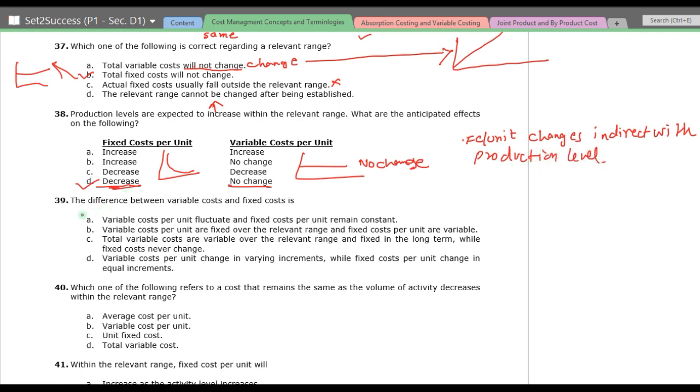Now next, the difference between variable cost and fixed cost: variable cost per unit fluctuates? Variable cost per unit will not fluctuate, it will remain the same. Fixed cost per unit remains constant? No, fixed cost per unit is variable.